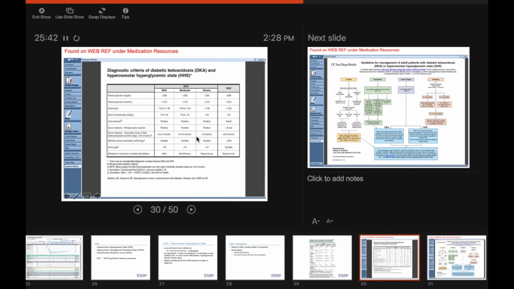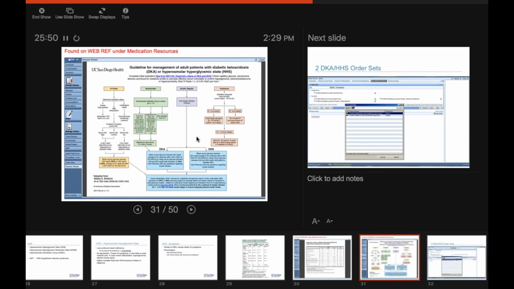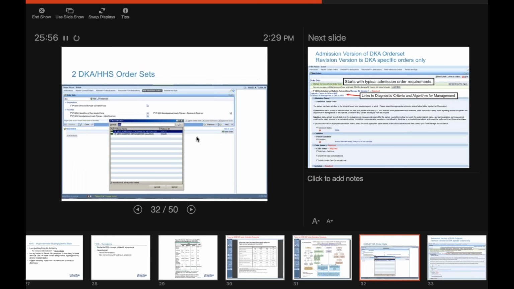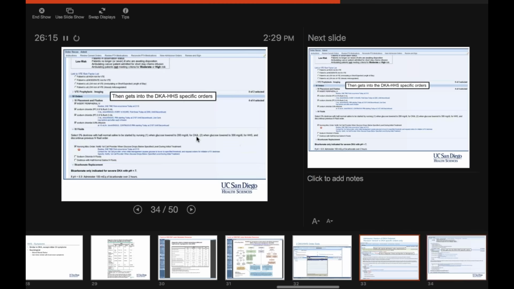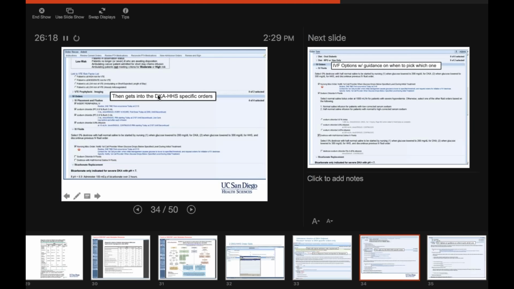Here's the same diagnostic criteria that live in WebRef for you to reference anytime you want, 24/7. The same treatment algorithm also lives in WebRef. Just know that we have these order sets that exist for the providers. Okay, there is an admission and there is a revision order set for DKA that has all those moving parts right there in it. The admission version also contains all the generic admission orders, and then the revision is just the specific DKA. So halfway down, it gets into specific DKA HHS.